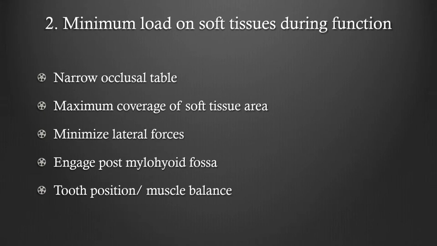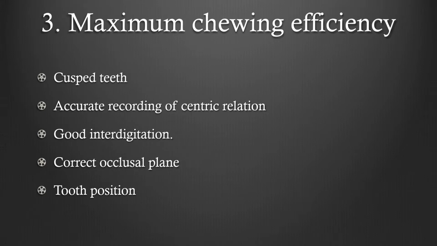Regarding the second aim, we should design a complete denture using narrow occlusal table, maximize the coverage of soft tissue area, minimize the lateral forces using balanced articulation, engage the mandibular denture into postmylohyoid fossa and achieve balance between the tooth position and muscles. These are the methods to improve the chewing efficiency, including choosing the cusped teeth, record the centric relation accurately, good interdigitation, design the correct occlusal plane and accurate teeth setup.